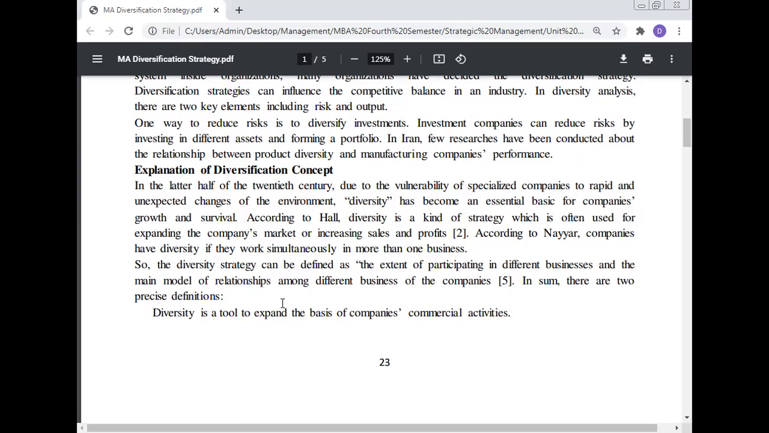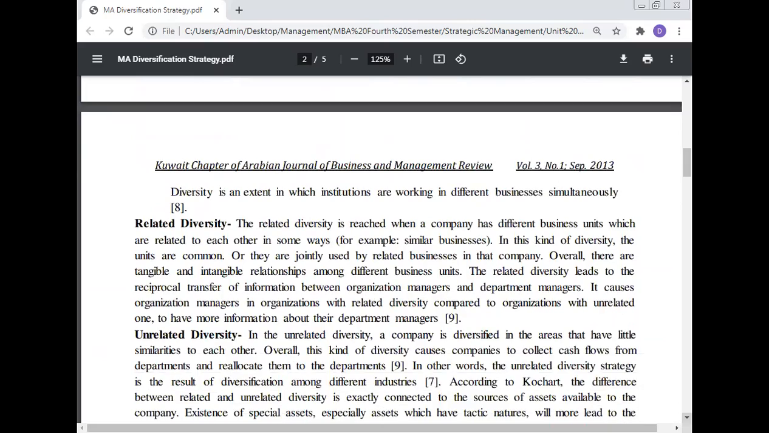In sum, there are two precise definitions. Diversity is a tool to expand the commercial activity of the company, and diversity is an extent to which institutions are working in different businesses simultaneously. This is the meaning of diversity.